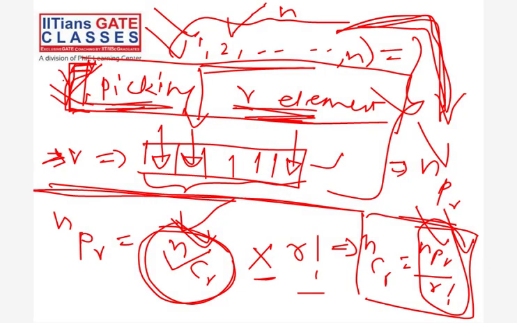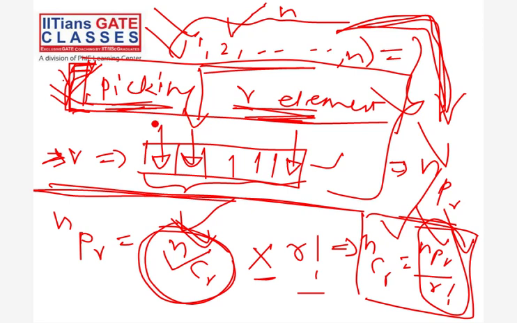Whatever we did here is the derivation of the formula of NCR. We wanted to derive the formula for NCR, and now we have derived that NCR is equal to NPR divided by R factorial. We already derived the formula for NPR in the last lecture. How did we derive it? That same method: first position n, second position n minus 1, and so on, and last position n minus R plus 1. So all these things we have derived.